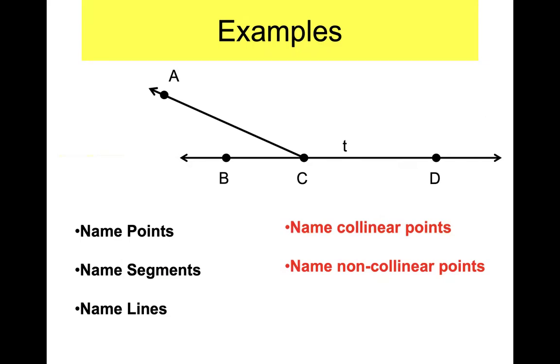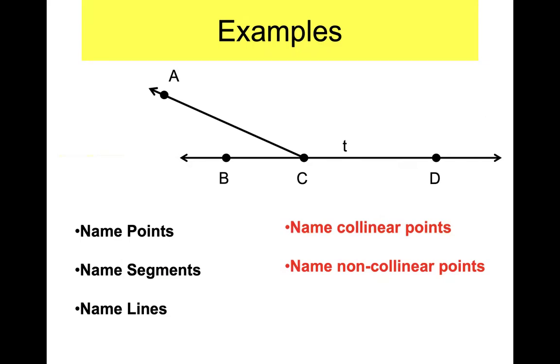Collinear points doesn't specifically say to name 3. Usually it'll say name 3 collinear or 3 non-collinear. So I'm going to name 3. So B, C, and D are collinear points. They all make the same line. You could have said AC. Those are collinear points. Non-collinear points, you're going to pick 3 that don't make the same line. You could pick 4 if you wanted to.